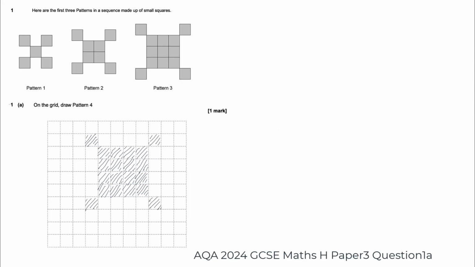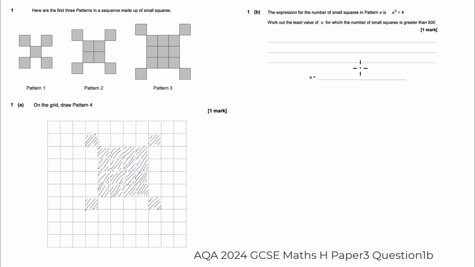So there's the result. Now let's move on to part B. We're told in part B that this expression n squared plus 4 gives the total number of squares in pattern n. So let's check if this expression works for the patterns we've got.